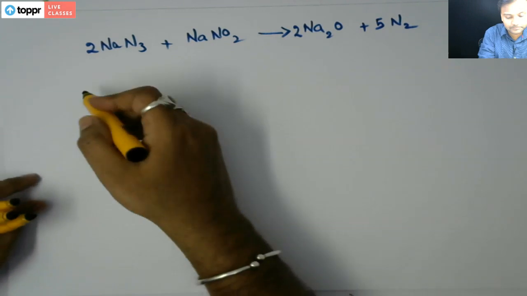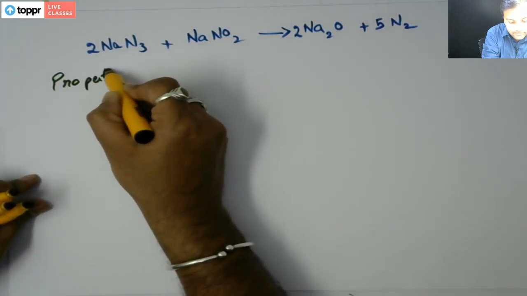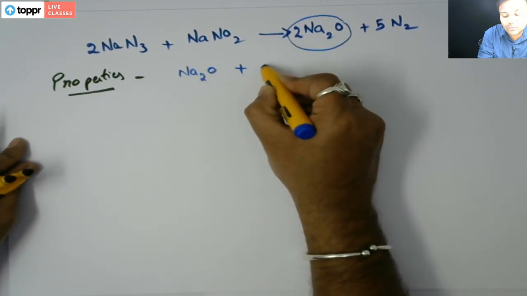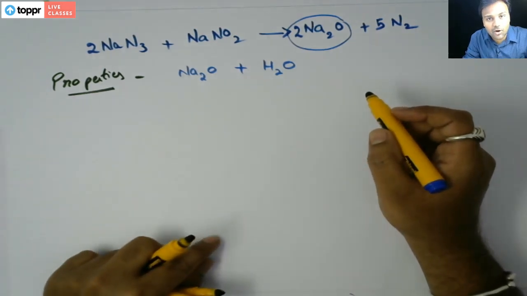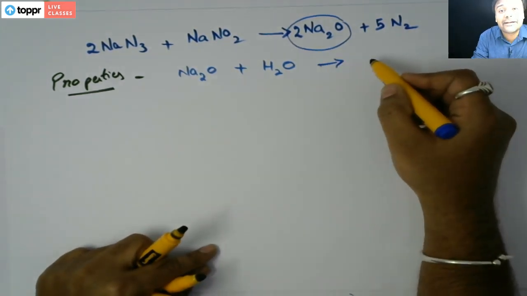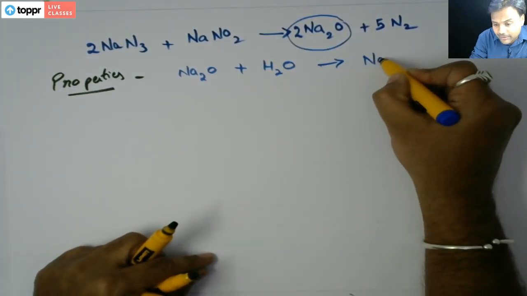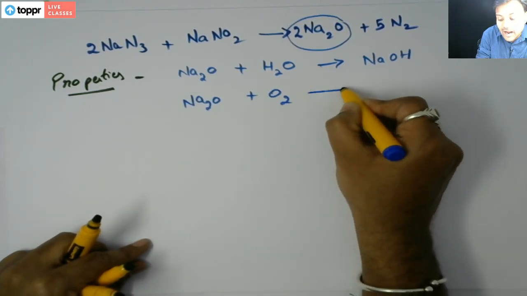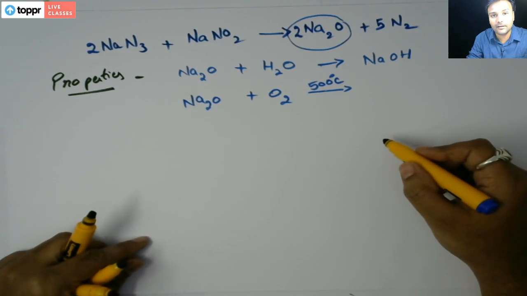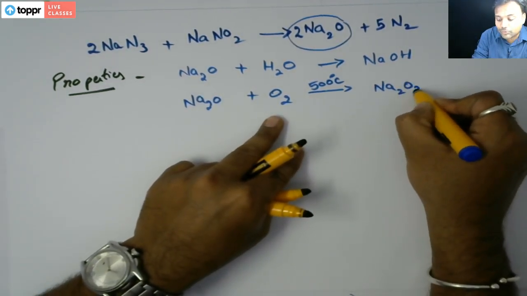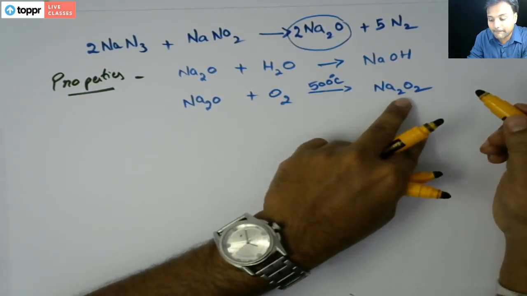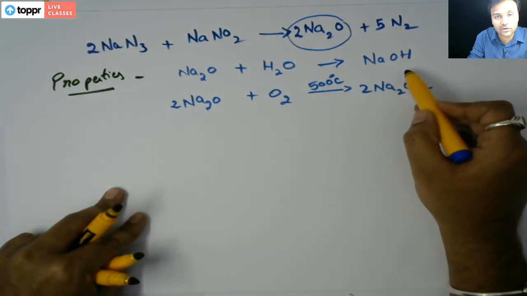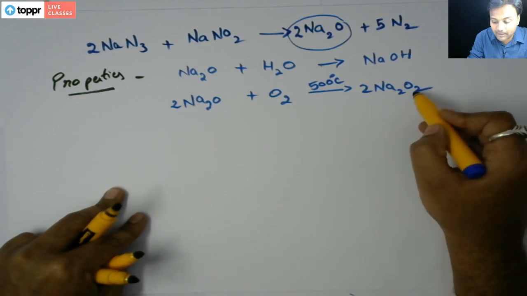Okay, let's look at the properties of sodium oxide. Sodium oxide reacts with water. What happens when sodium oxide reacts with water? It forms hydroxides. That means you can say this is one of the preparations of sodium hydroxide. It can also react with oxygen at 500 degrees centigrade, forming Na2O2, as one extra oxygen is included: sodium peroxide. So on treatment with water it forms sodium hydroxide, and with oxygen it forms sodium peroxide.